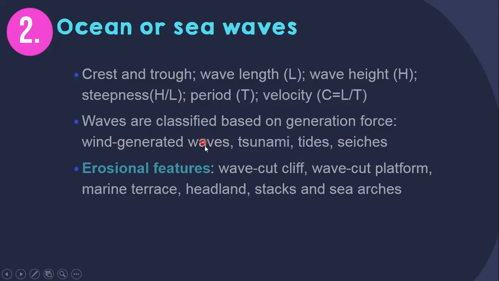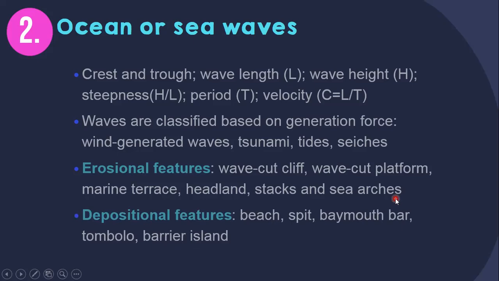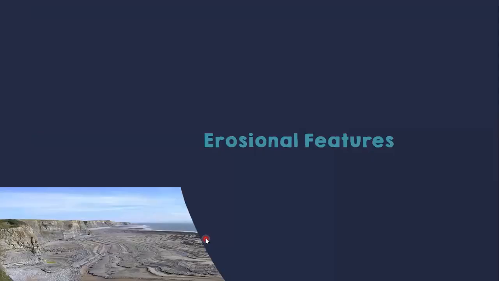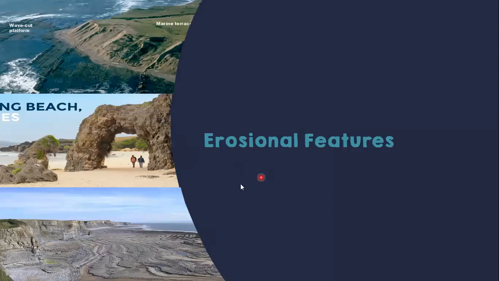Some of the erosional features created by ocean or sea waves are the wave-cut cliff, wave-cut platform, marine terrace, headland, stacks, and sea arches. We also have depositional features created by ocean or sea waves, which are the beach, the spit, baymouth bar, tombolo, and barrier islands. These are examples of erosional features created by ocean or sea waves.